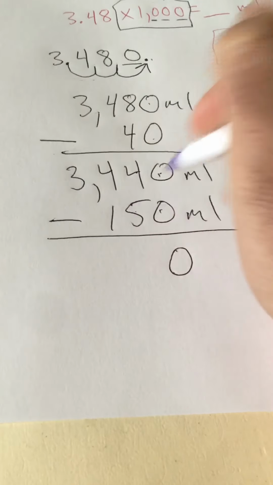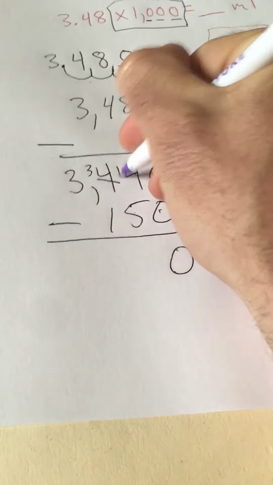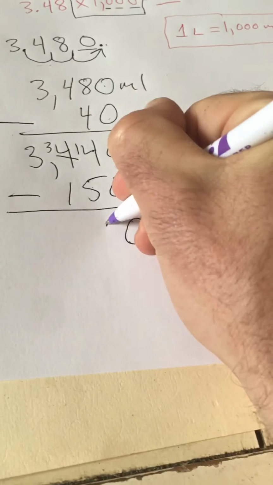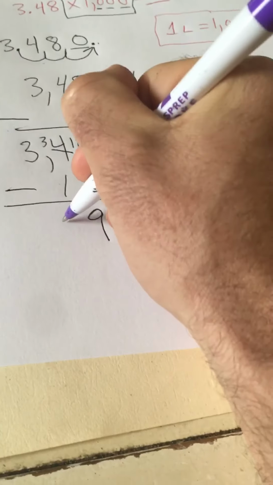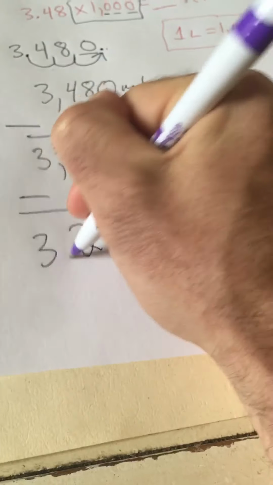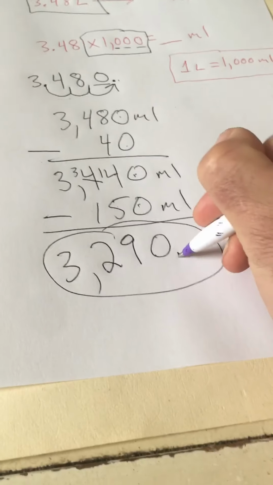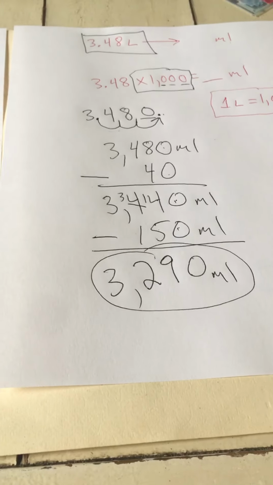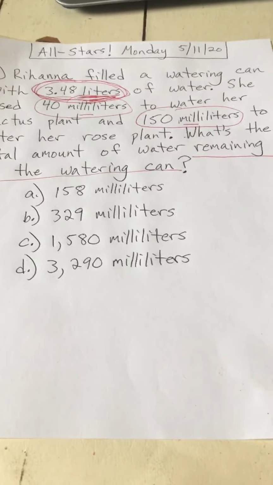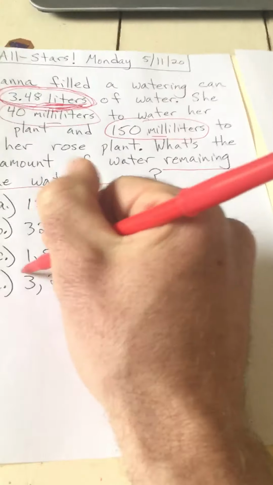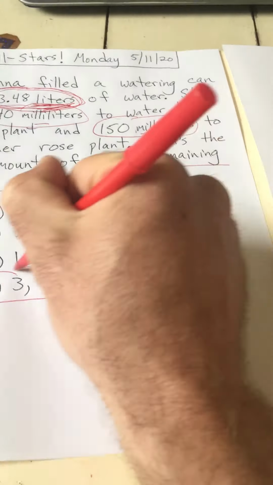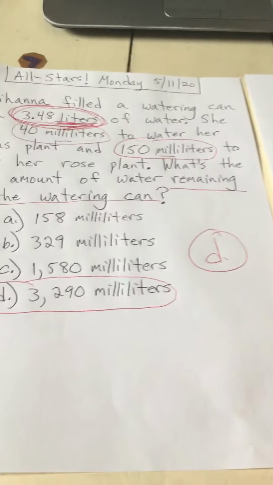Can't do 4 minus 5, so you're going to borrow. 14 minus 5 is 9. 3 minus 1 is 2. And then we have 3. So the answer is 3,290 milliliters, which is D. So D is the correct choice, 3,290 milliliters.